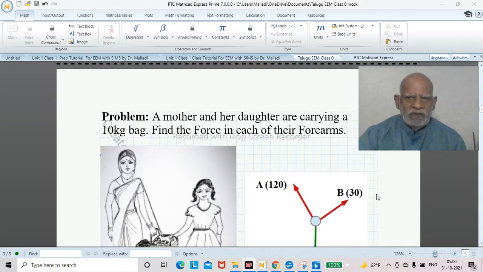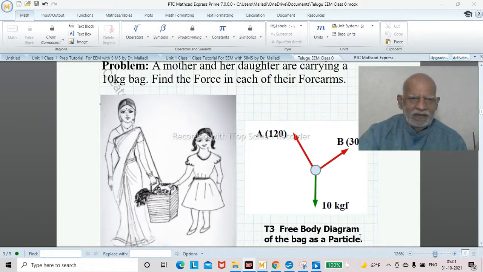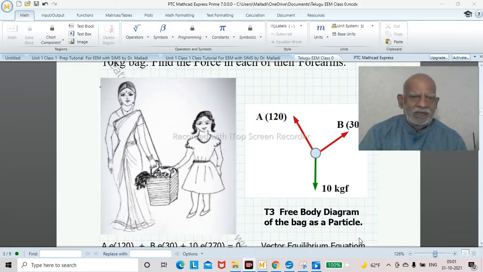No matter how much theory we study in a subject, especially in engineering, ultimately it boils down to solving problems. So let us take one such problem in engineering mechanics, which is the study of forces. A mother and her daughter are carrying a 10 kg bag. Find the force in each of their forearms. Here is the picture drawn by my cousin brother's eldest daughter-in-law. I requested her to draw this one for this problem, and she did it.